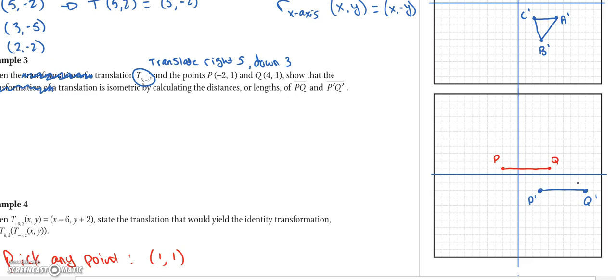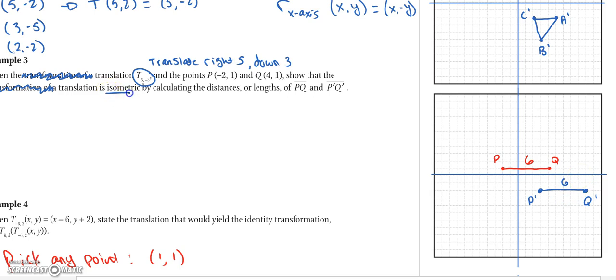Okay, so let's find the distance of each of these. So PQ is how many units long? We could just count boxes here, right? That's 6 units. And P prime Q prime is also 6 units.